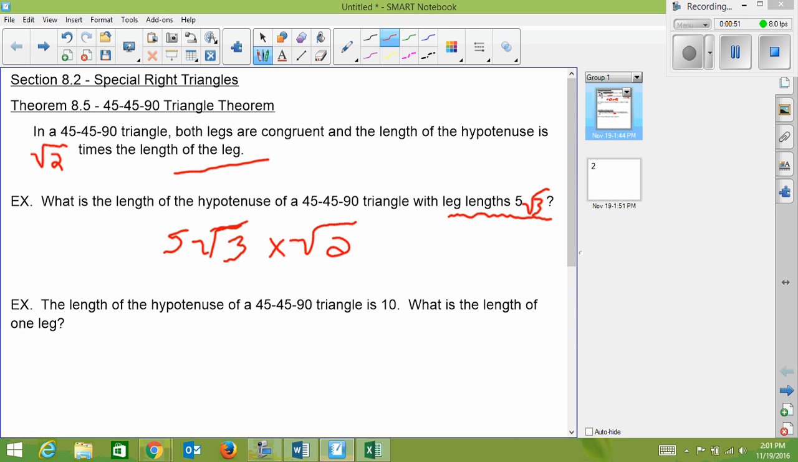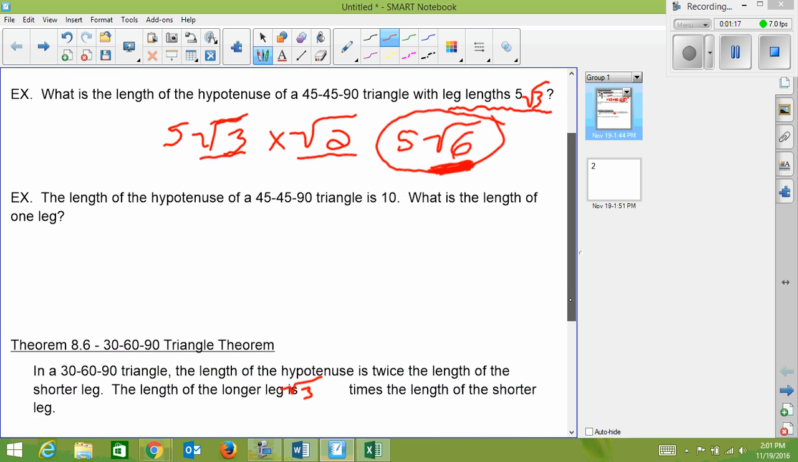Keep in mind here, you can only multiply square roots times square roots. So square root 3 times square root 2, so I have 5 square root 6. And that is my answer. Since the square root of 6 cannot come out evenly, and there's nothing I can square to get out of there, I just leave my answer like that.